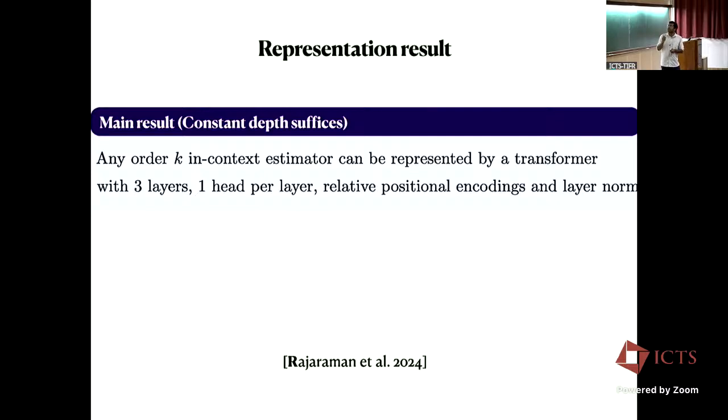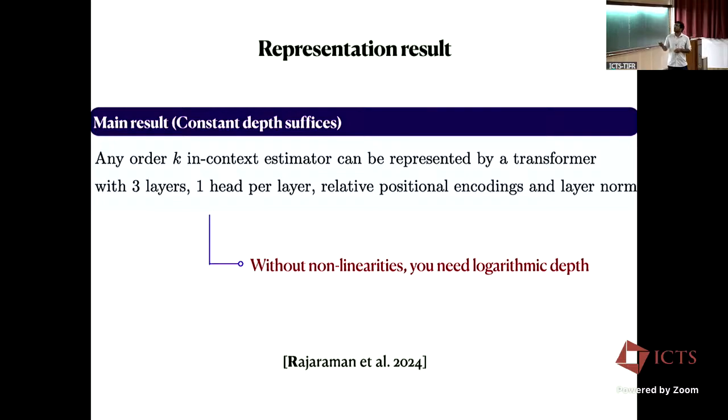And a very important point to note is that here we are using layer norms and so on. If you remove them, you can show a very tight lower bound that you need at least logarithmic depth. One of the reasons many earlier works probably missed this is that for analysis, you often remove non-linearities like MLPs and layer norms. If you have attention-only transformers, then it turns out that you need logarithmic depth. So there is some non-trivial role of non-linearity being played here, which really helps us get to constant depth.